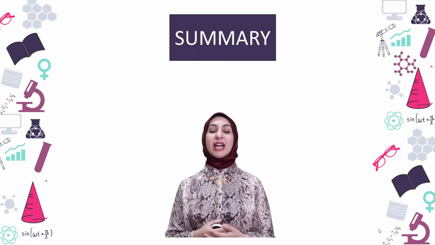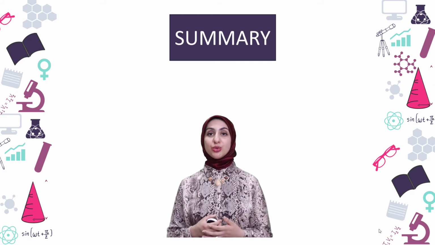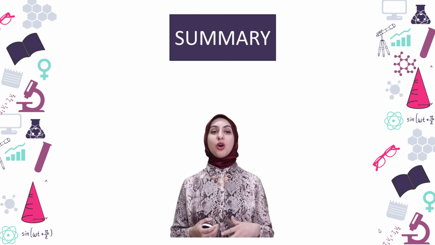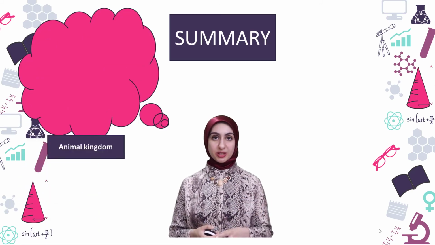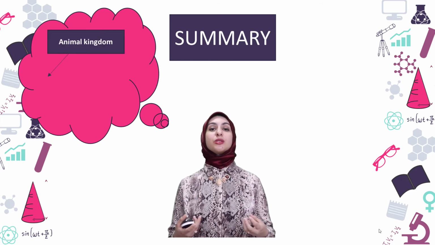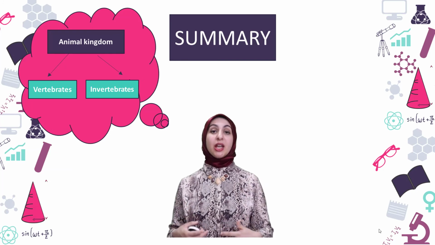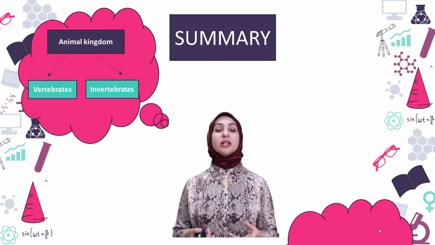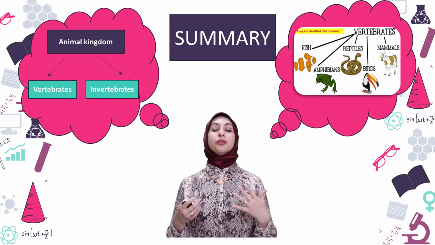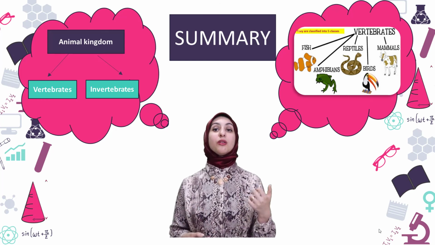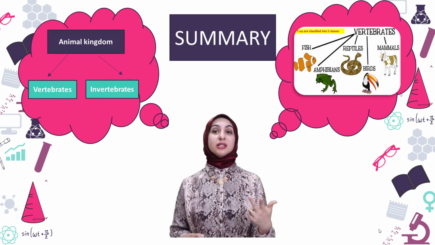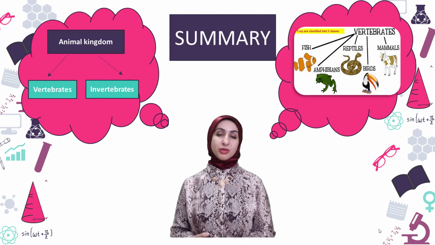Today we talked about the animal kingdom, which is divided into 2 main groups, which are vertebrates and invertebrates. We talked about the vertebrates group, which has organisms that have a backbone, and these vertebrates are classified into 5 classes, which are fish, amphibians, reptiles, birds, and mammals.